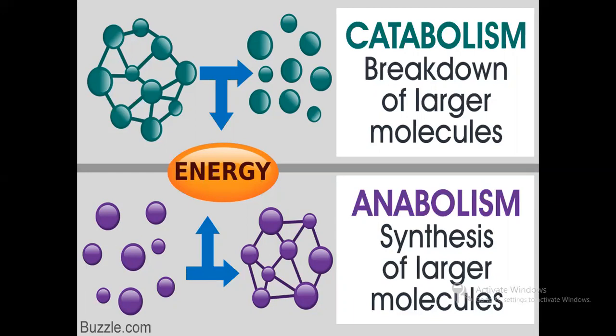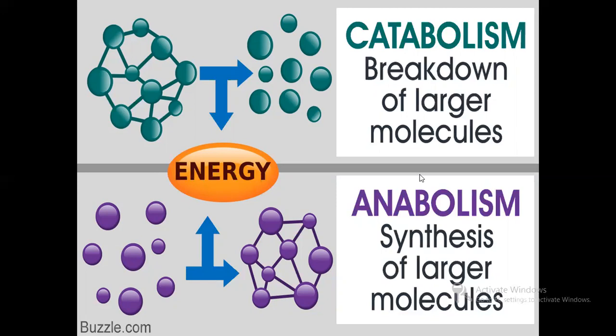So metabolism can be distinguished into two phases, catabolism and anabolism. Catabolism is the breakdown phase of metabolism, where the complex molecules are broken down into simpler ones. And during the breakdown of these complex molecules into smaller molecules, some amount of free energy will be liberated.